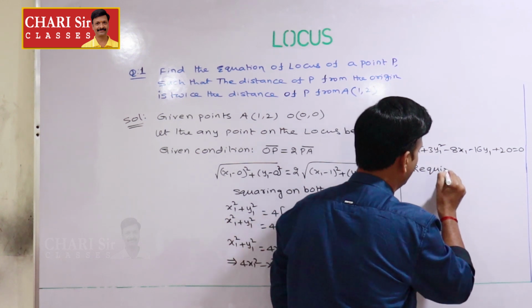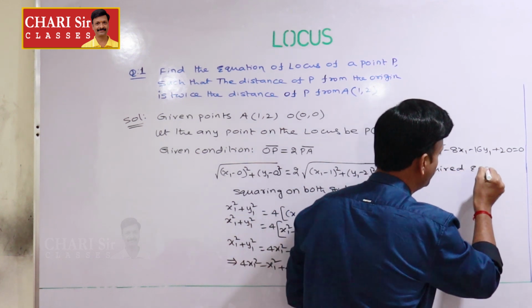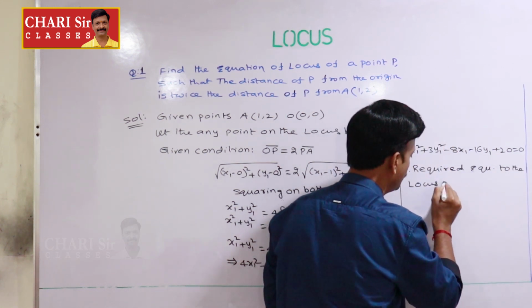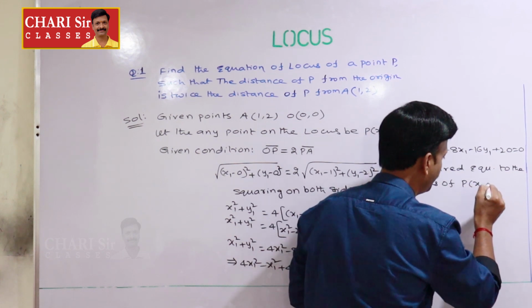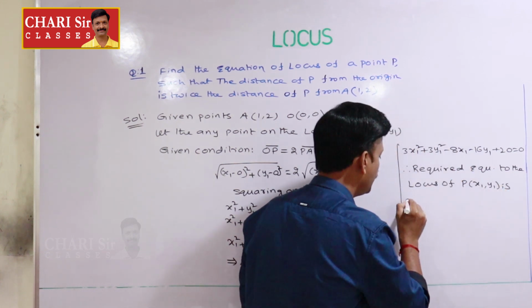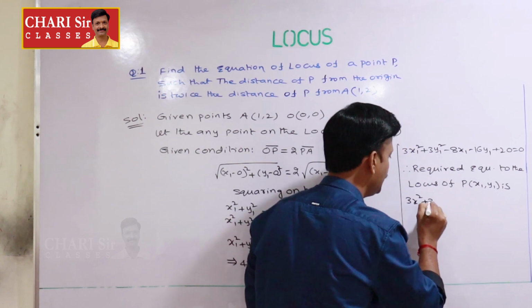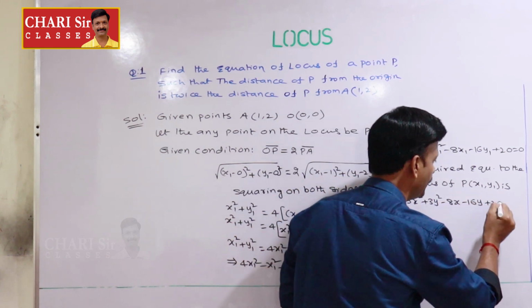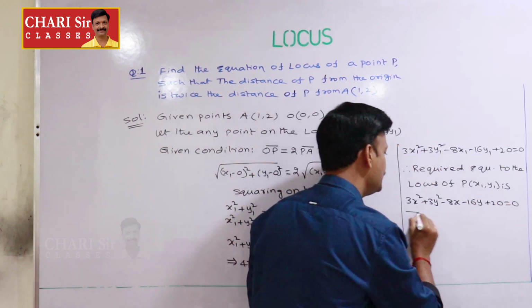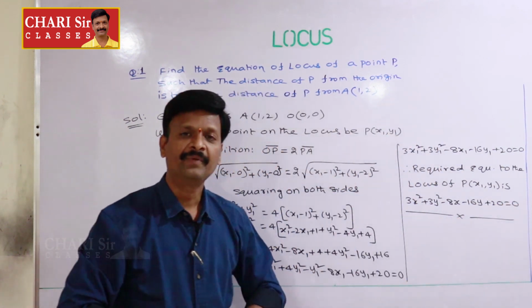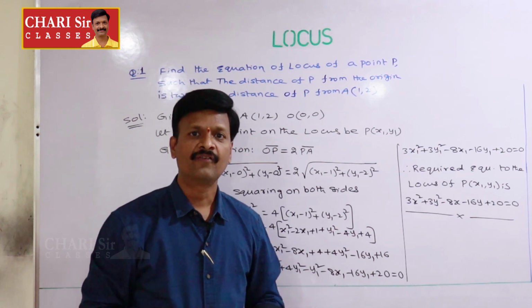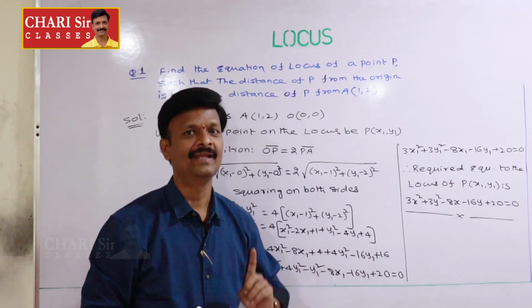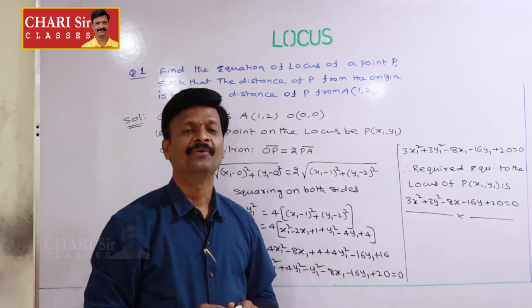Required equation to the locus of P(x1, y1) is, we can write 3x square plus 3y square minus 8x minus 16y plus 20 is equal to 0. This is the required equation to the locus of P(x1, y1). This will be given for 4 marks. In your question paper, this question is at the 11th place. It is a compulsory question.